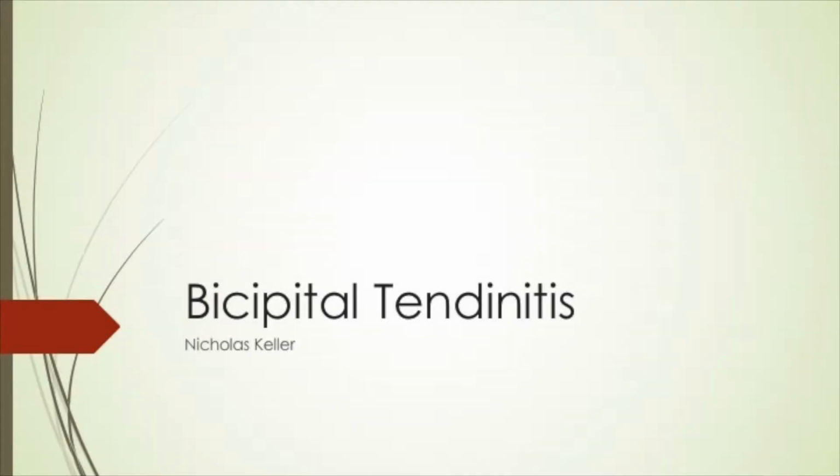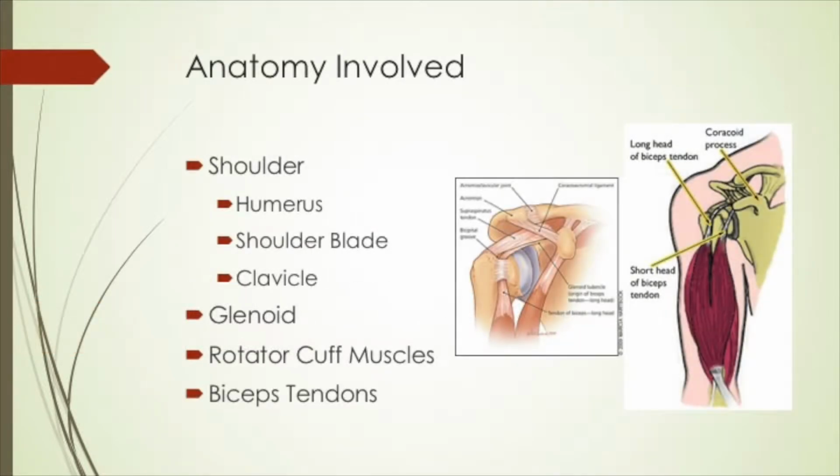This presentation is over bicipital tendinitis, most commonly referred to as biceps tendinitis, but may also refer to biceps tendinosis, which I'll discuss later. The involved anatomy for bicipital tendinitis includes the three bones that make up your shoulder: the humerus, which is your upper arm, the scapula, which is your shoulder blade, and the clavicle, which is your collarbone. This also involves the glenoid, which is the socket that your upper arm fits into.